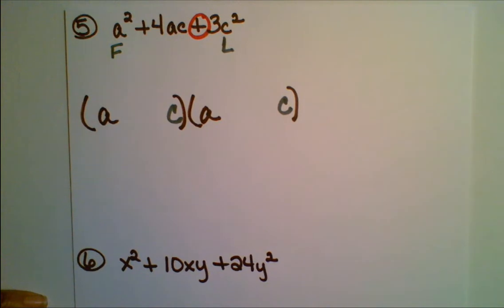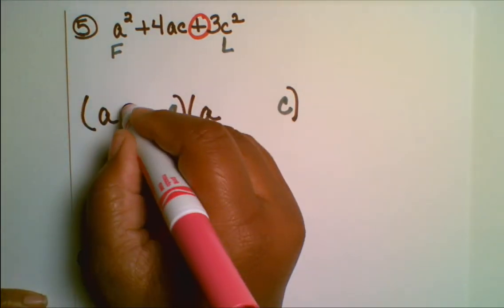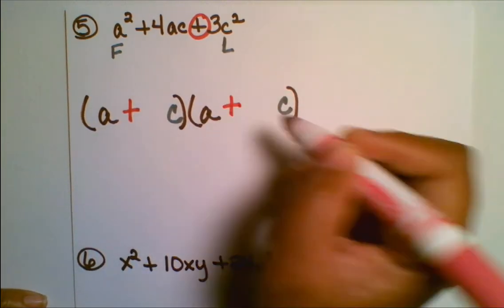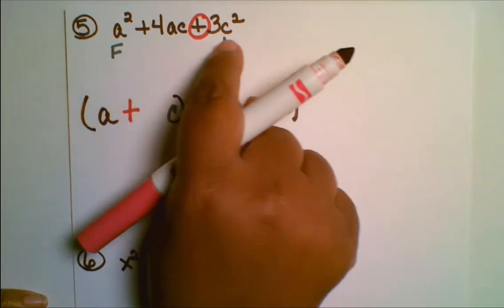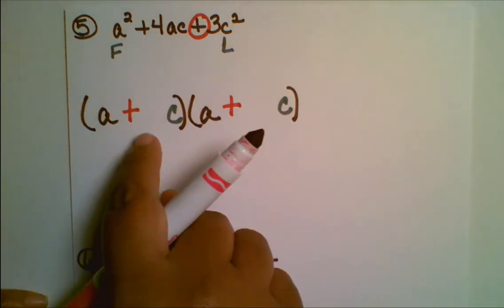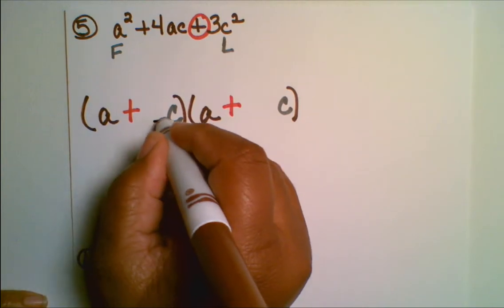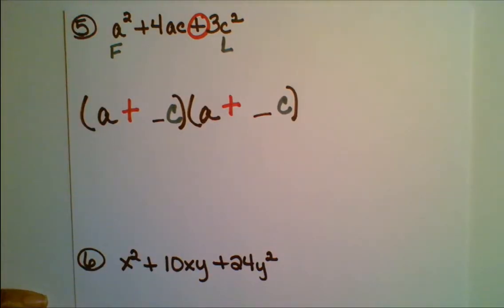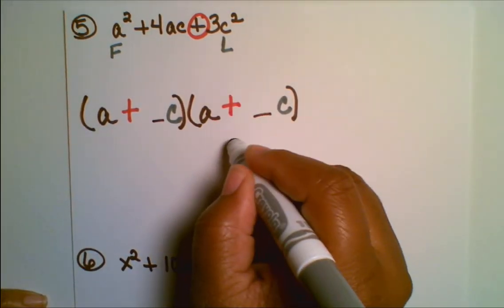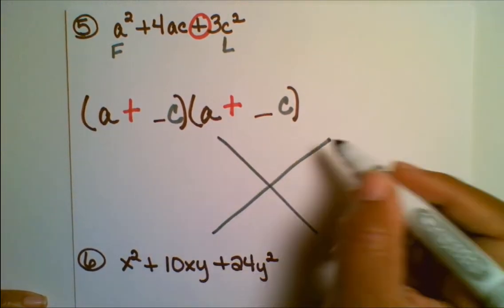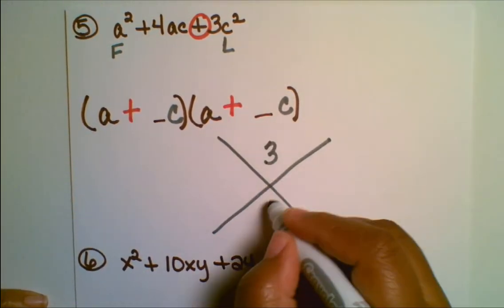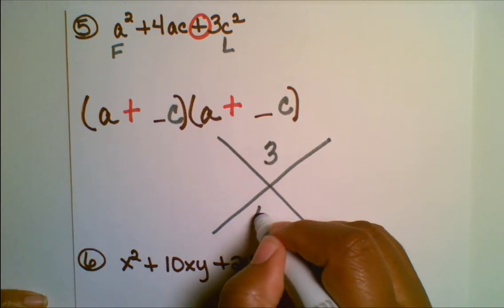So let's go ahead and put our signs into the parentheses using our sign rules. The sign of the last term is positive, so we're going to have the same signs. So we're going to have 2 positives, but we still want to fill in the missing component here for the last term. So this is where we're going to be drawing our X. So we're saying, well, the factors of 3 that when we add those factors, it would give us 4.